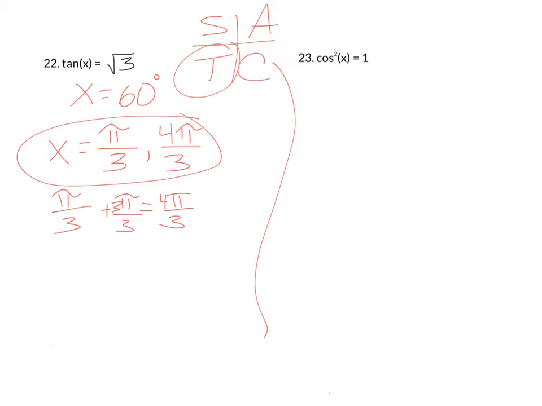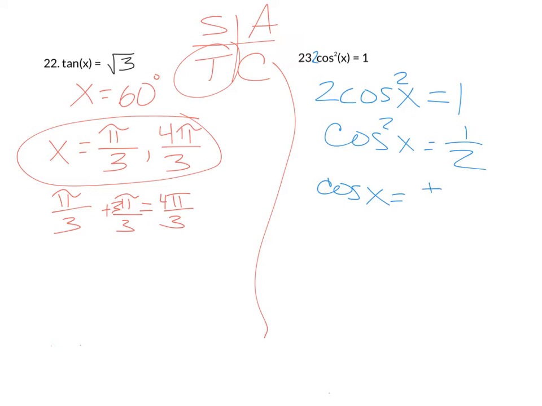Okay, so that's 22, 23. Change color. Alright, 2 cosine squared x equals 1. Sorry, I wrote the problem wrong. So that means cosine squared x equals 1/2. Square root both sides. Cosine x equals plus or minus 1 over root 2, which is plus or minus root 2 over 2. So that's your 45 degrees, or pi over 4.